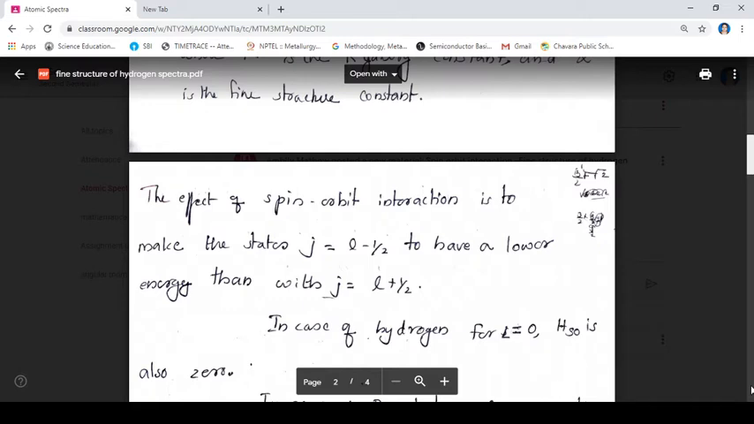But for l equal to 0, the spin orbit interaction Hamiltonian is 0, so it will not have any effect. But if l is more than 0, l equal to 1 or l equal to 2, you will have two states, for example j equal to l minus half and j equal to l plus half. These two states will have different energies, or their degeneracy is removed through spin orbit interaction.